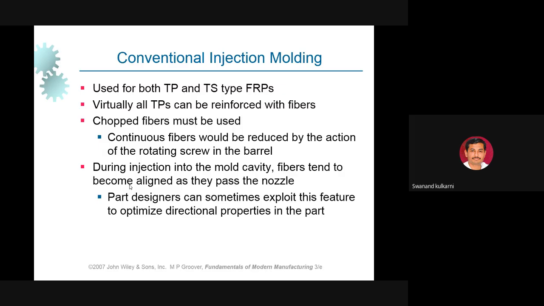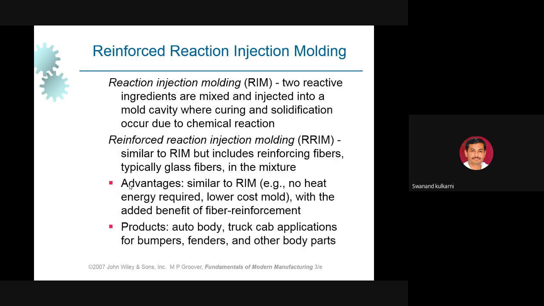Virtually all TPs, meaning thermoplastics, can be reinforced with fibers. Chopped fiber means small pieces of the fibers. You know, there is chopped continuous fiber and chopped fiber, and there is a difference between these two. Chopped fiber means small pieces of the fibers. And during injection into the mold cavity, fibers tend to become aligned as they pass through the nozzle. So that is conventional and reinforced reaction injection molding.